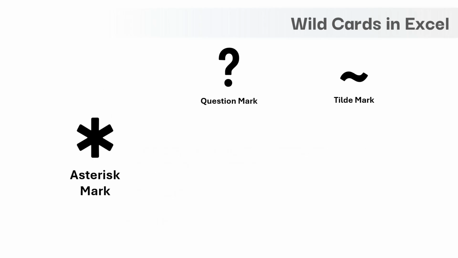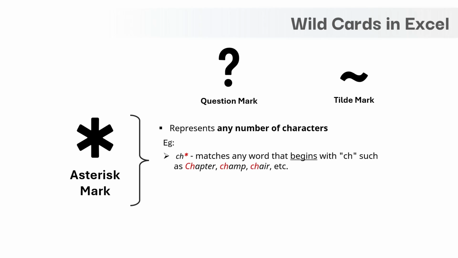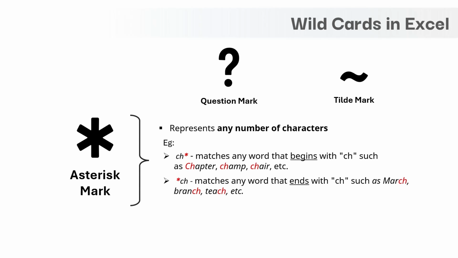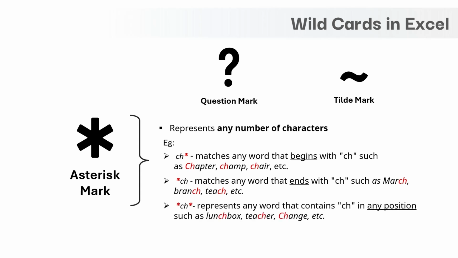The first is the asterisk mark, and it represents any number of characters. Say for example, if we add asterisk mark after the letters CH, it will match any word that begins with letters CH, such as chapter, champ and chair. If we add asterisk mark before the letters CH, it will match any word that ends with letters CH, such as march, branch and teach. Lastly, if we add asterisk mark on either side of the letters CH, it will match any word that contains letters CH in any position, such as lunchbox, teacher and change.